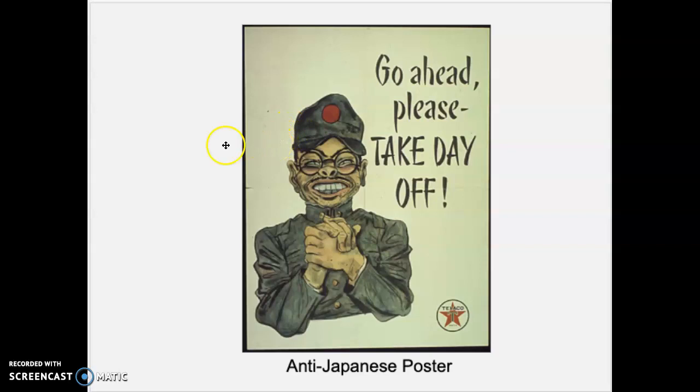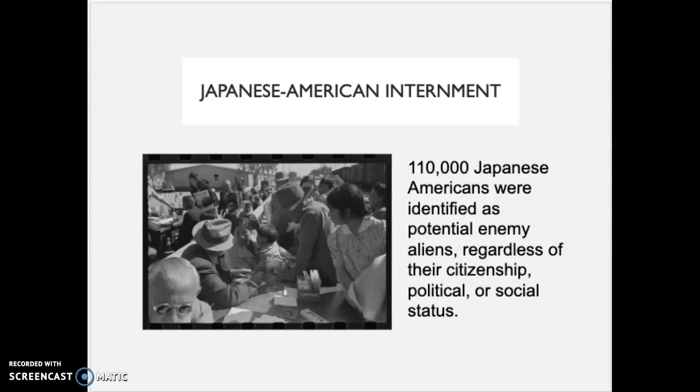And this was the type of thing you would see hanging up. What you want to think about is it's saying that if you take a day off, the Japanese will win. So it reminds people to work and do all the things they need to do to fight the Japanese, but doing it with racist imagery. To put this in context, it wasn't harmless, because during this period, Japanese Americans were rounded up and interned.